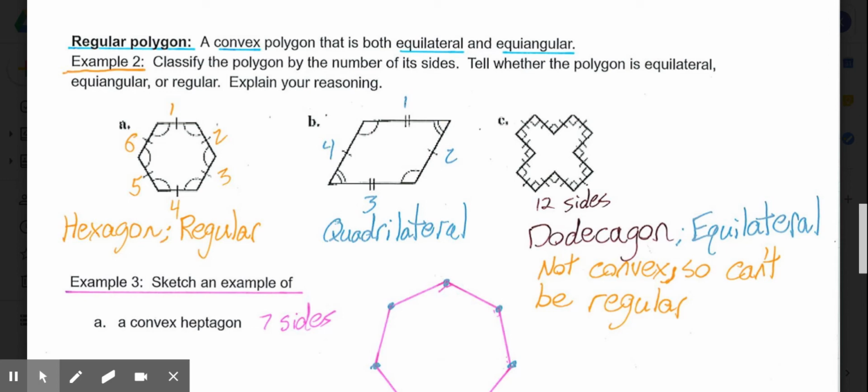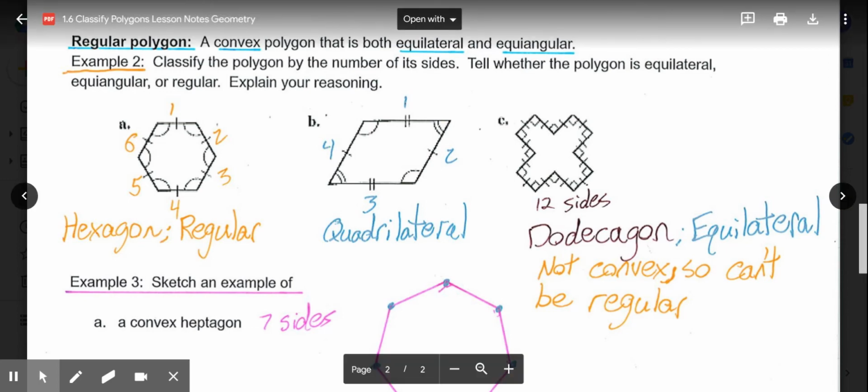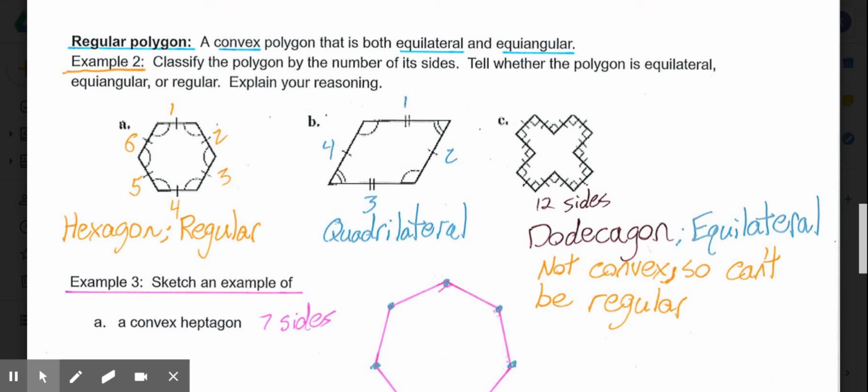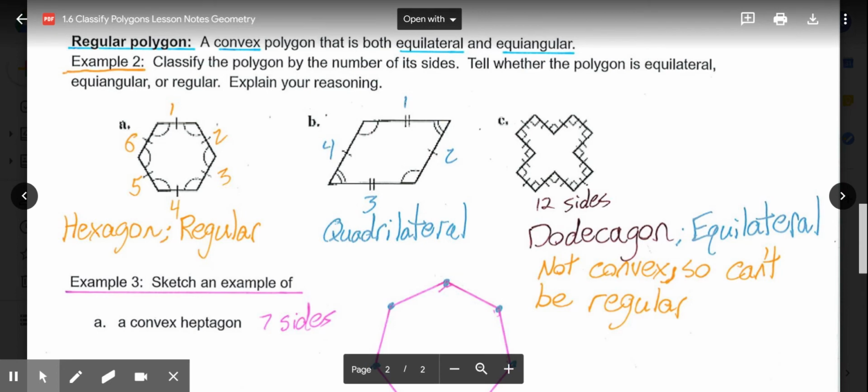And then in C, we have a 12-sided figure, so right away I know it's a dodecagon. Then all the sides have the single hash mark, meaning all the sides are congruent. Not all my interior angles have the same marking though. There are some here that are different than the right angles here. So it's not equiangular. So in this case, it's just an equilateral dodecagon. And originally, because it's also not convex, we don't even need to check if it could be regular.